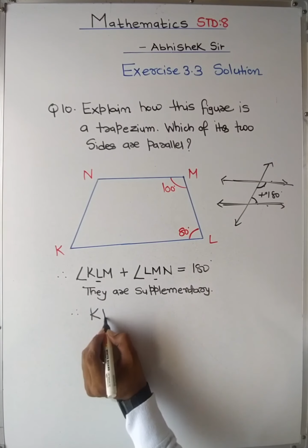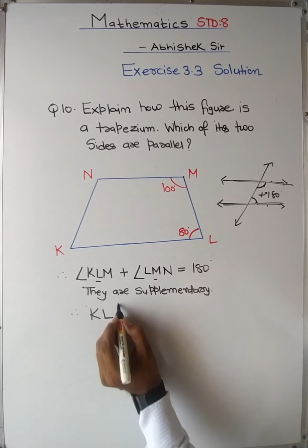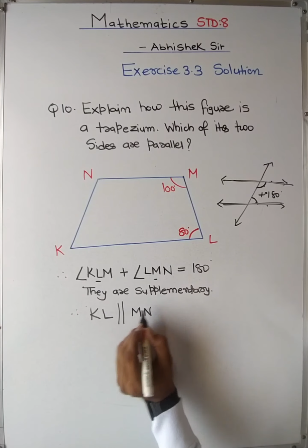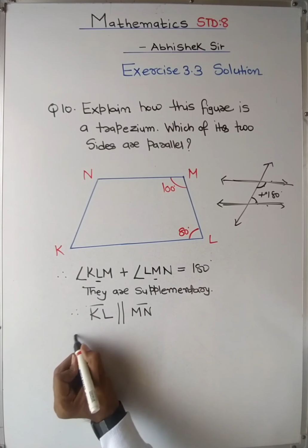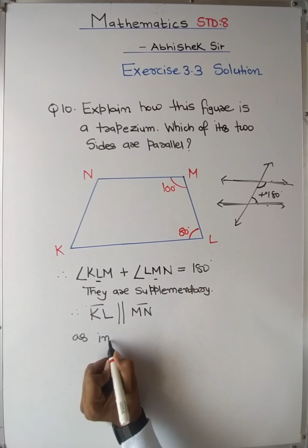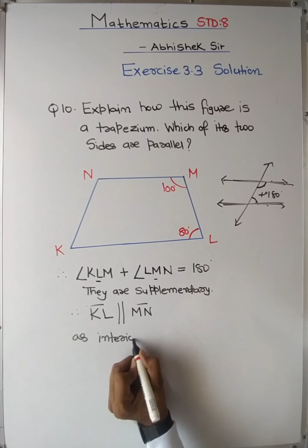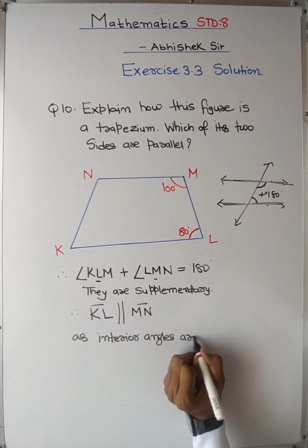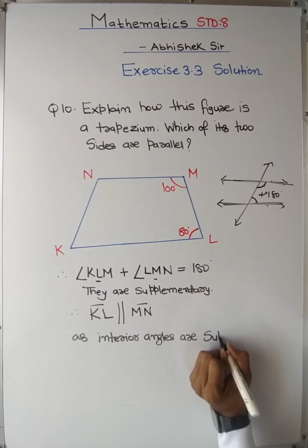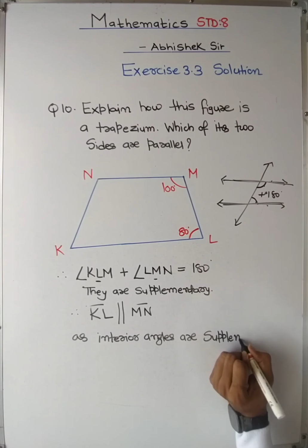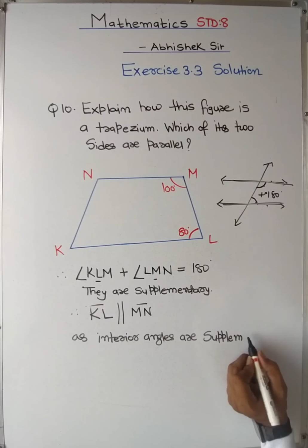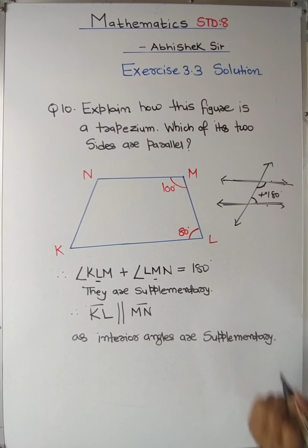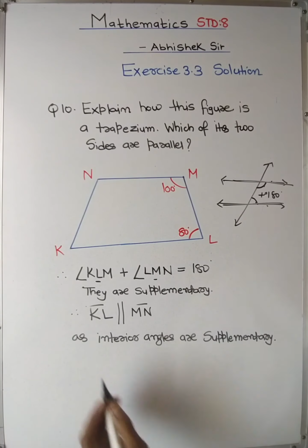So we will write KL is parallel to MN, as interior angles are supplementary. What do you mean by supplementary? Their total is 180 degrees.